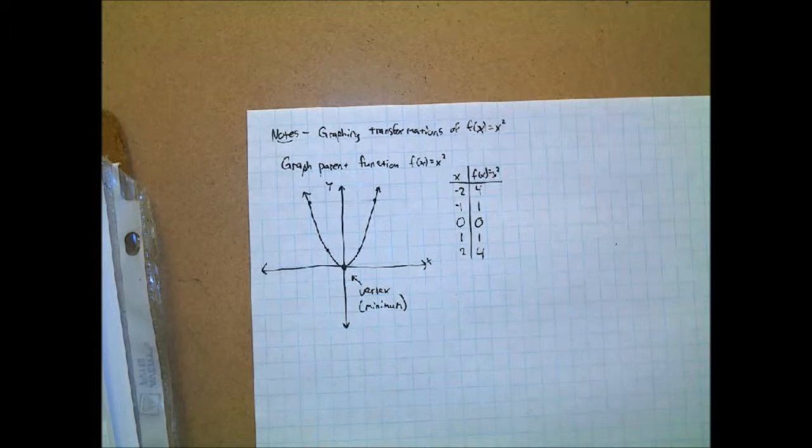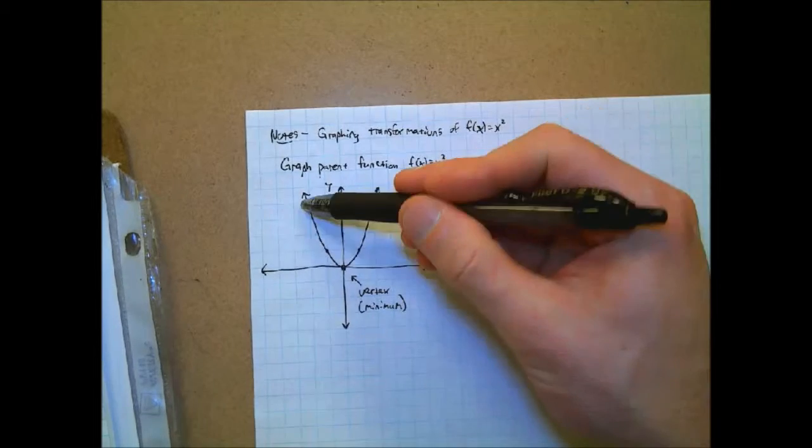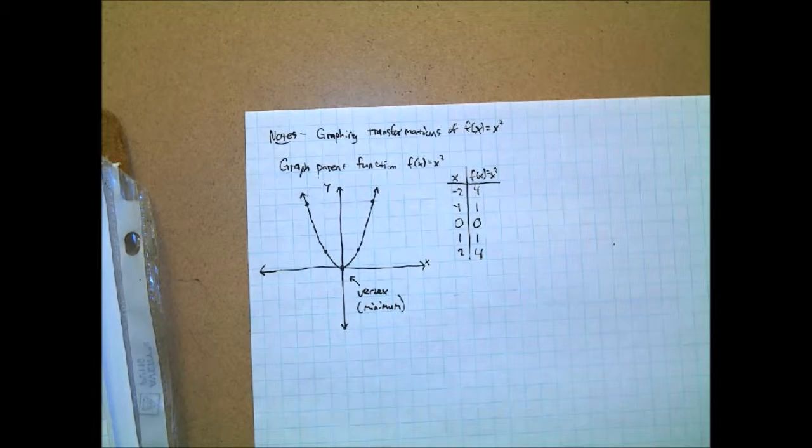In other words, you don't really need to find and calculate all 5 points. You can use symmetry to get the other points if you want to. Don't feel like you have to do all the calculations. Once you get this point and this point, just use symmetry. Feel free. So, that's the parent function.